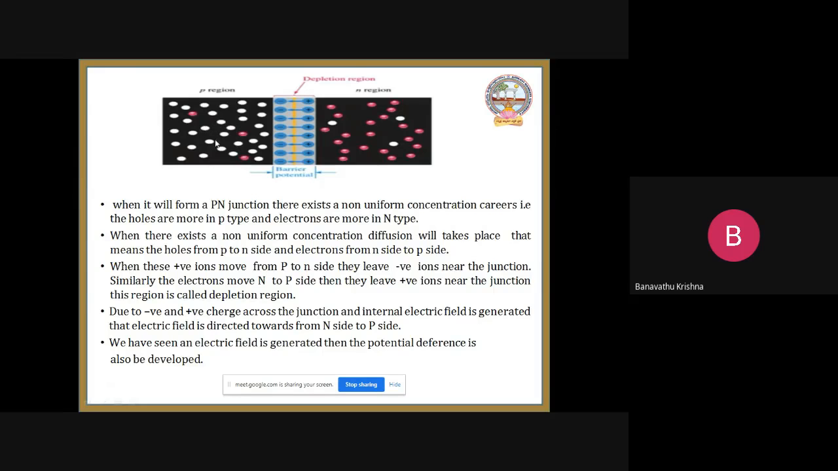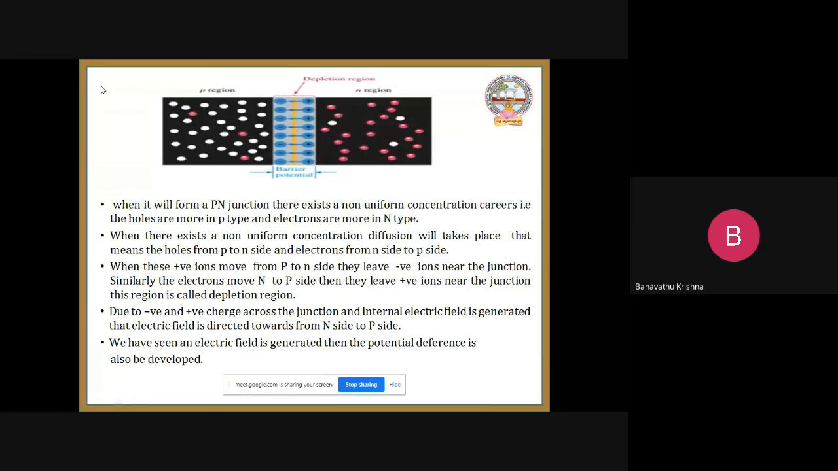If you dope trivalent impurity atoms in some area, that area is the p-type region, and the concentration of holes is more. Similarly, the concentration of electrons is more in the n side. They diffuse towards the junction due to the concentration gradient. What is diffusion? The charged particles move from higher carrier concentration to lower carrier concentration. Then the current is flowing.